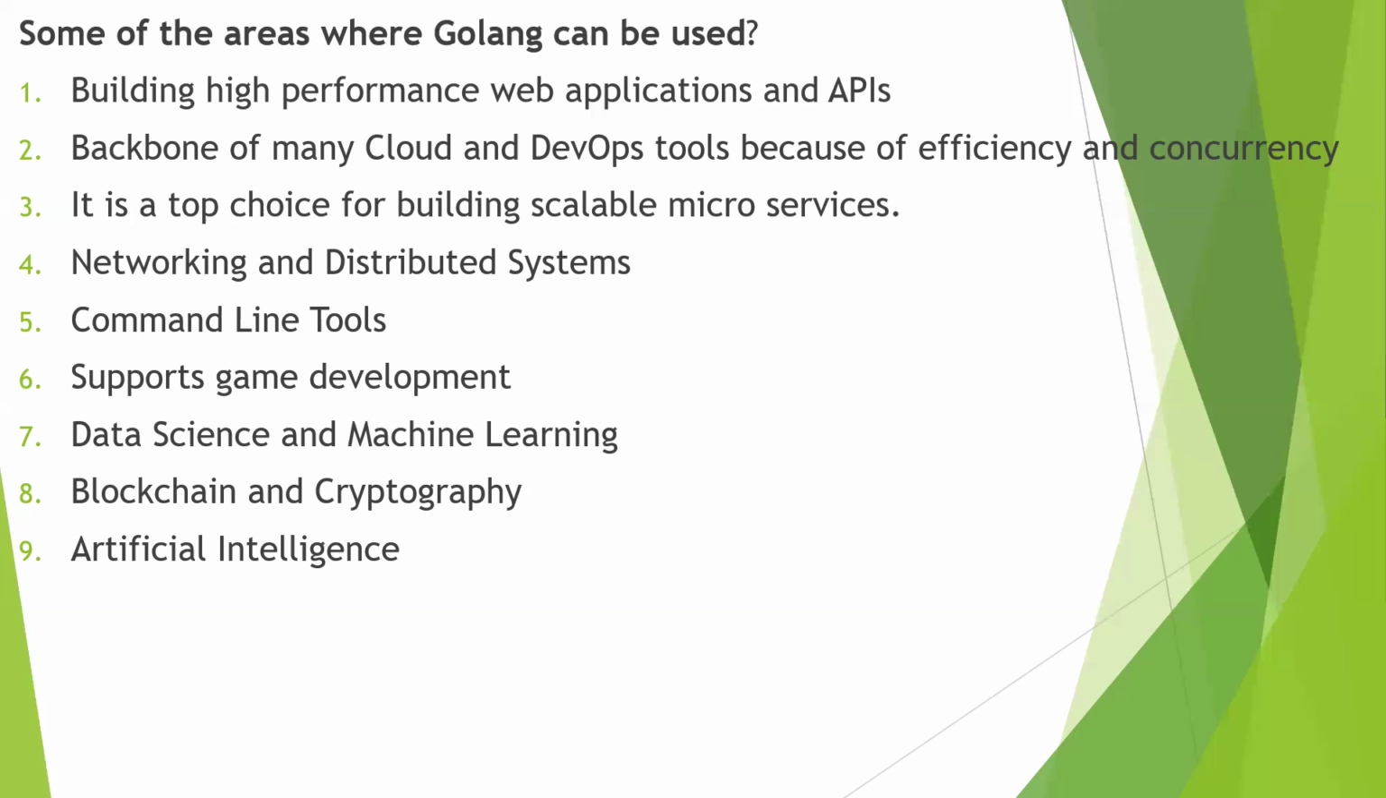Similarly, we have data science and machine learning. There is support in Golang for data science as well as machine learning, and Google uses Golang in some part of their data engineering, but not to the complete level. I still recommend Python for data science, machine learning, and artificial intelligence. I can only say that there is support available in Golang for these three areas: data science, machine learning, and artificial intelligence.